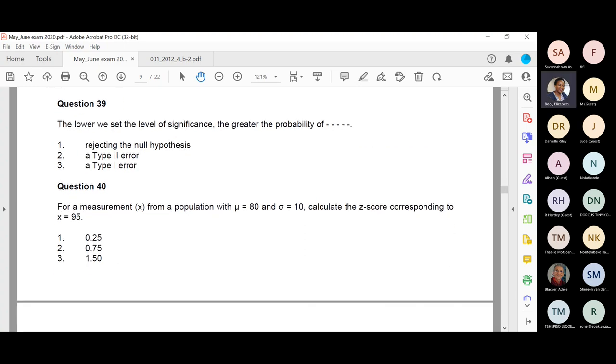Question 39. The lower we set the level of significance, the greater the probability of: 1, rejecting the null hypothesis, 2, type 2 error, 3, type 1 error.